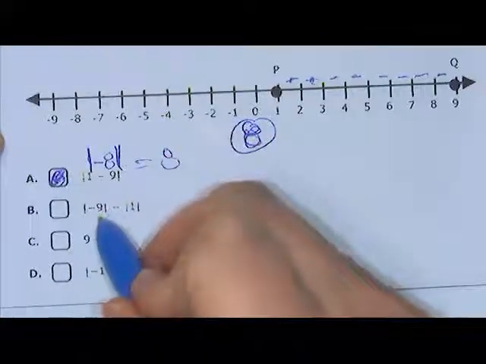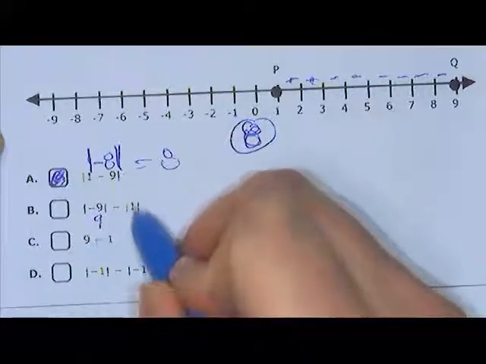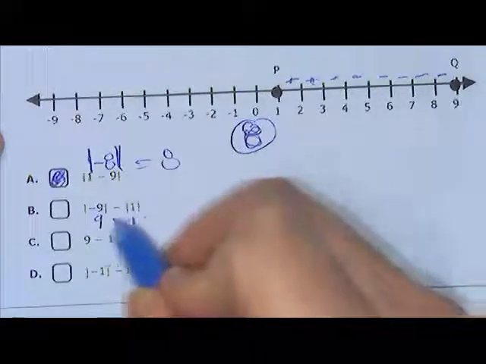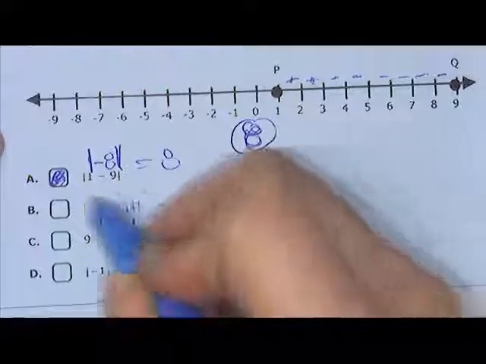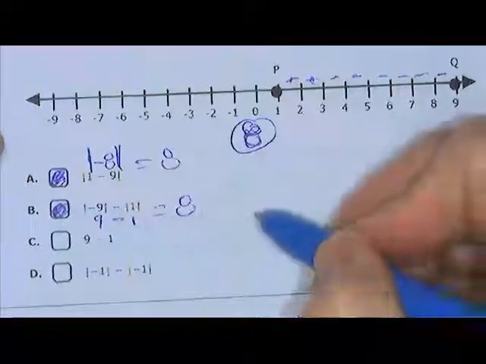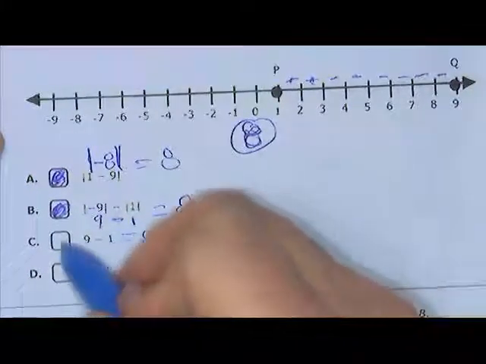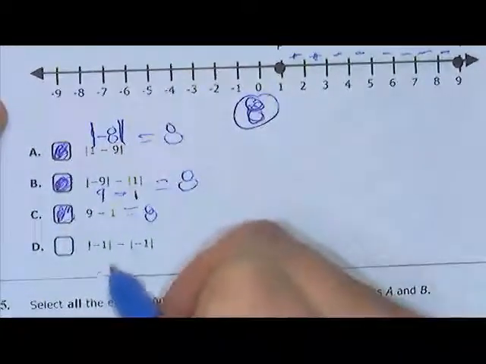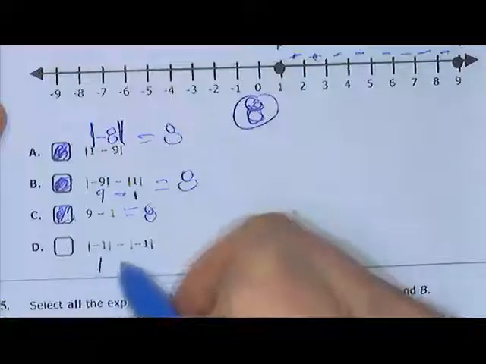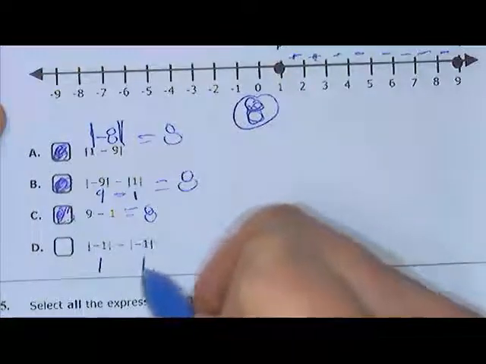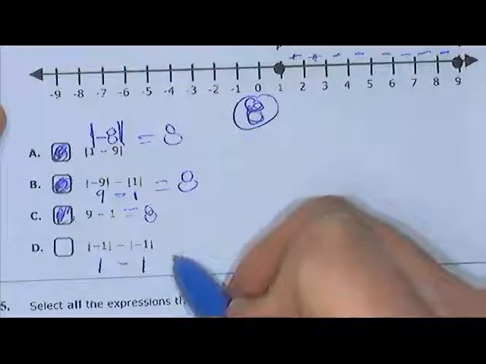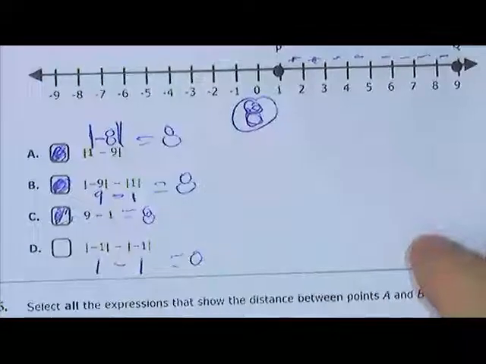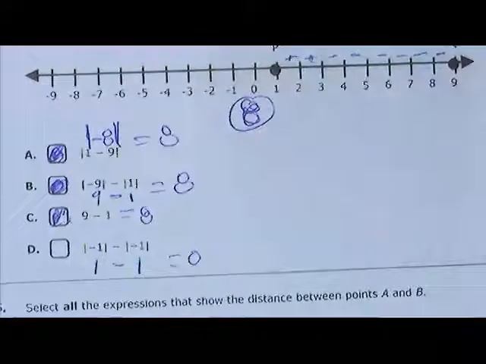The distance from 0 is 9. Distance from 0 is 1. 9 minus 1, that is 8. Absolute value, this is just 1. Distance from 0 is 1. 1 minus 1 is just 0. No, that's not going to work. All right, let's look at one more.